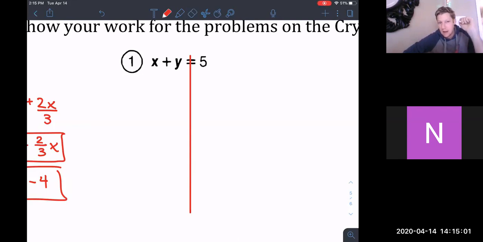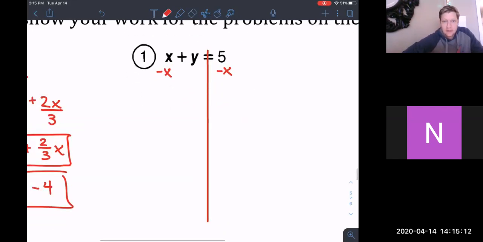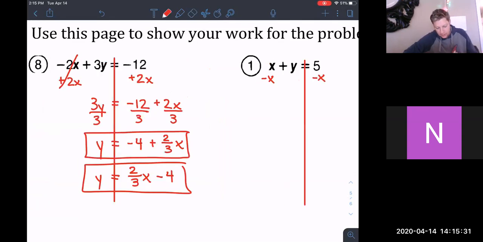So let's see if you picked up on how to do this. How do we get rid of that positive 1x? Yeah, we're going to subtract x. No, we don't want to divide. Remember, we just want to turn that 1x into a 0x, so we do the opposite. If it's a positive x term, then we subtract the same number from both sides. If it's a negative x term, then we add to both sides like we did here. In number 8, we had a negative 2x, so we added 2x to both sides. Here we have a positive 1x, so we want to subtract 1x from both sides.